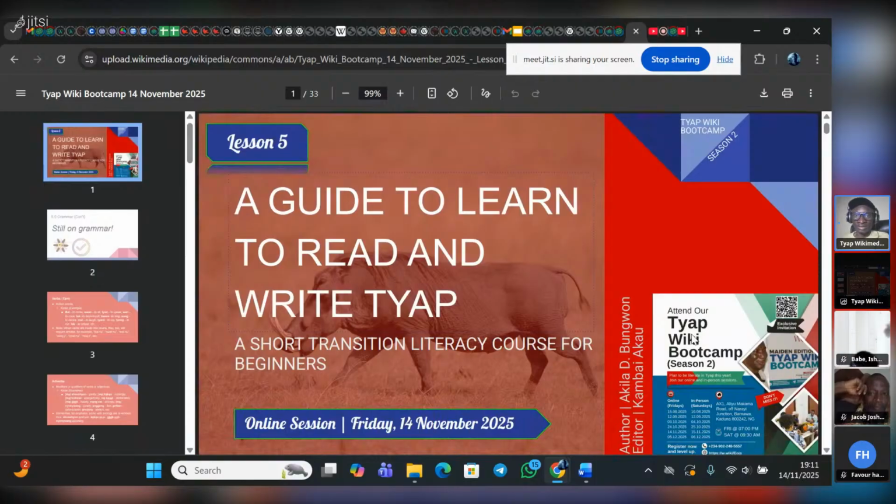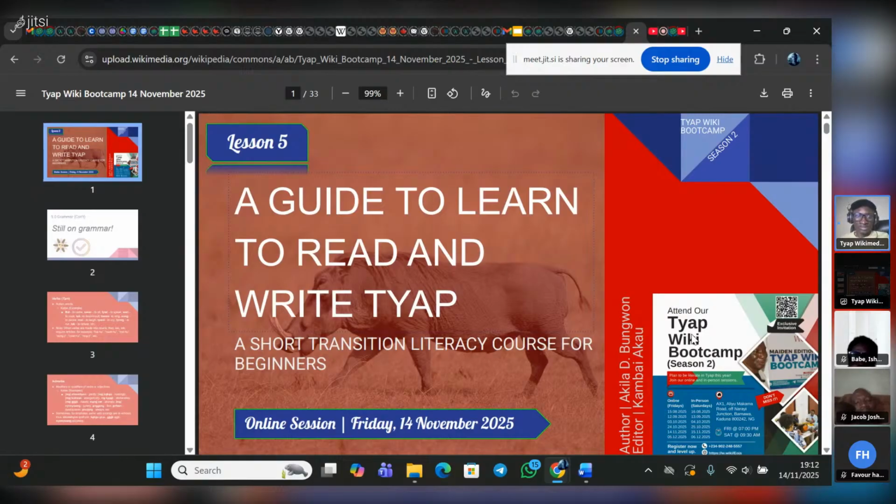So this is a guide to learn to read and write Tyap, a short transition literacy course for beginners. This very lesson today is going to be about the longest that we have had. So as much as possible, we'll be fast, and it will be good that the class is interactive, because there are some points where I would pause and want someone to help me to pronounce them.